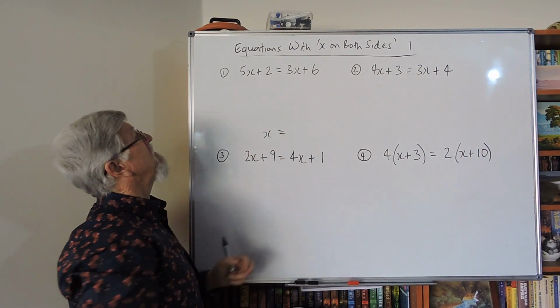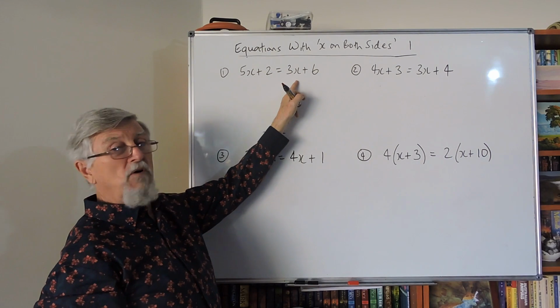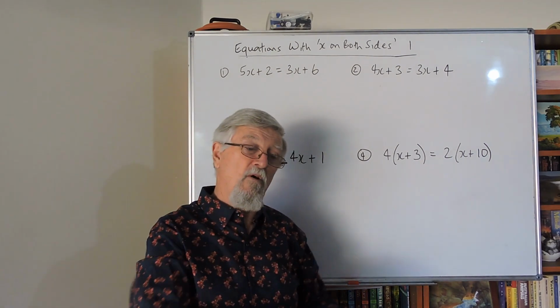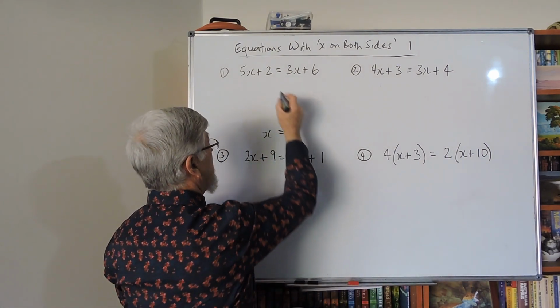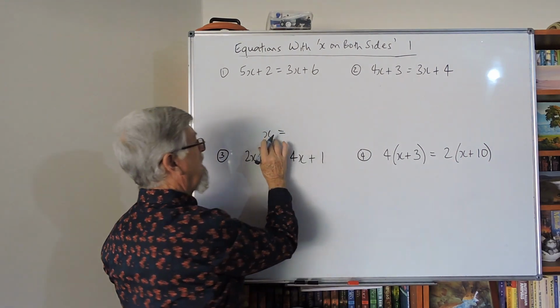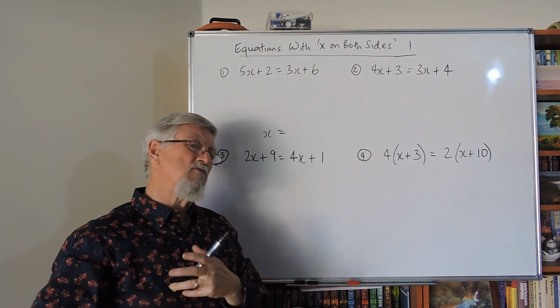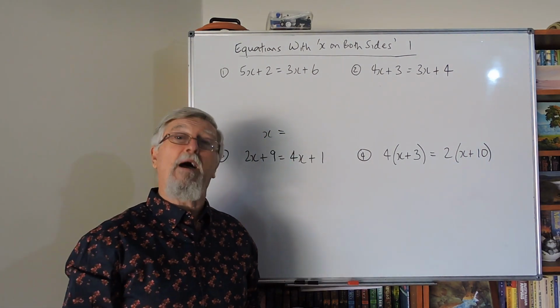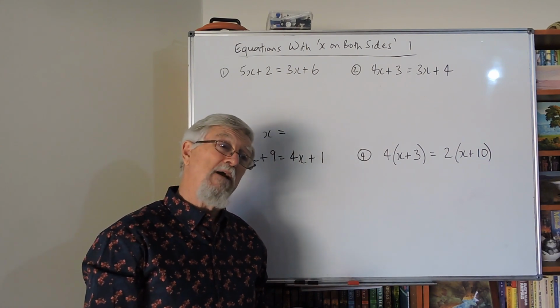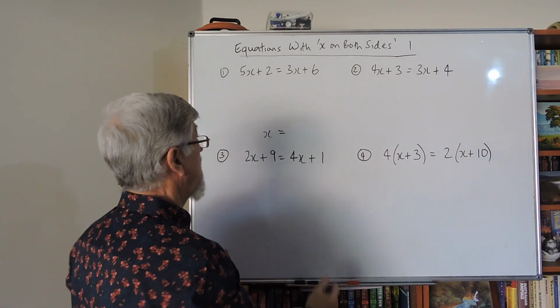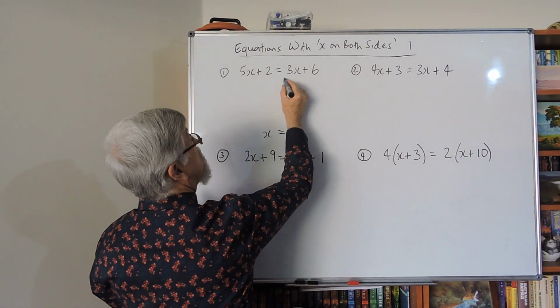I do tend to say to people, if there are x's on both sides, get rid of one of the x's on one of the sides. Now, most of the time we're going to end up with an x on the left. Most teachers will teach it that way. It doesn't really matter if you end up on the right. Maybe in some countries or places it does matter. So I want to get rid of this 3x.